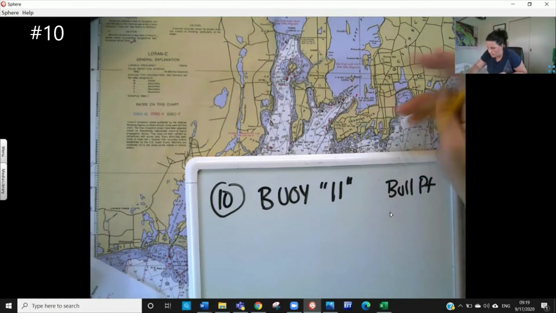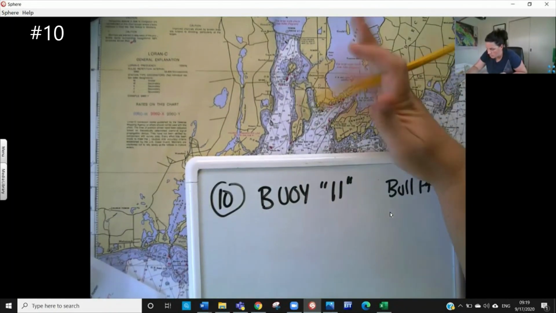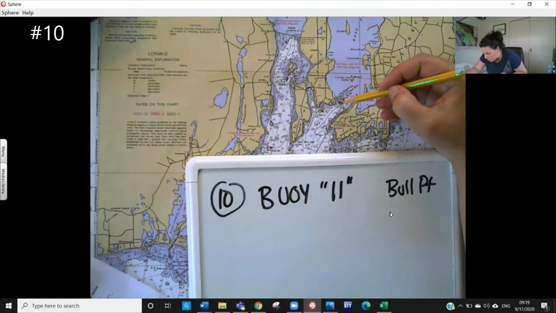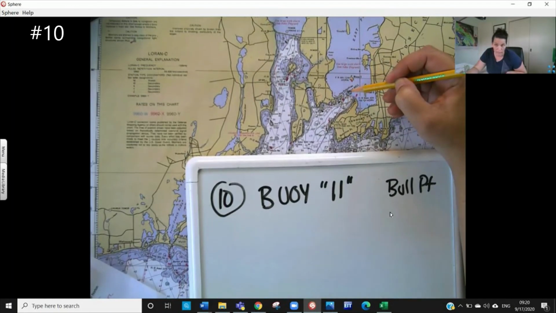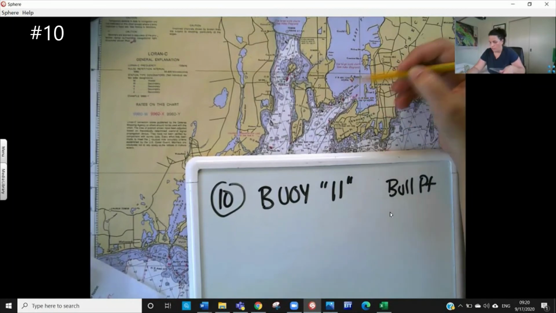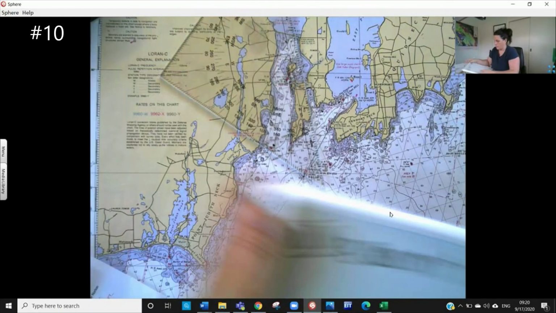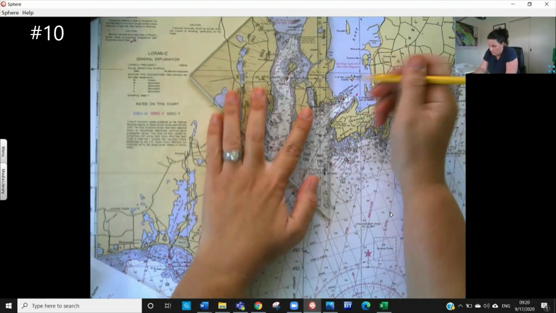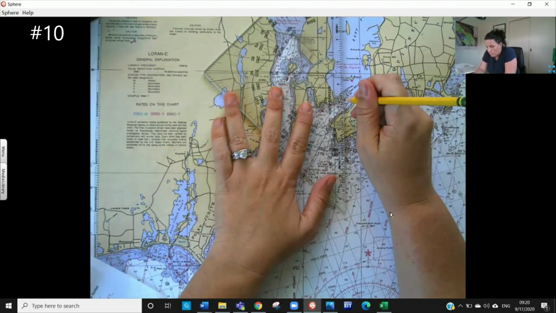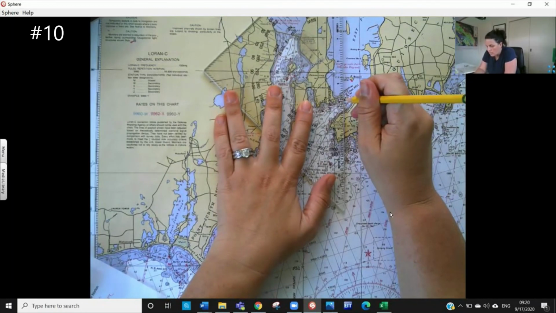So this black buoy here is number 9. This buoy that has a light on it is number 11. And I know it has a light on it from the worksheet as well. So I'm looking for the buoy with the light, which is going to be this one. So to get lat long, I'm just going to parallel my lat long real quick.